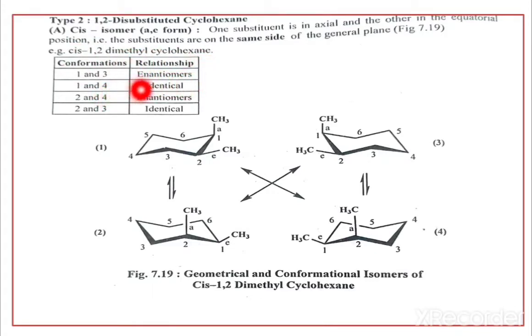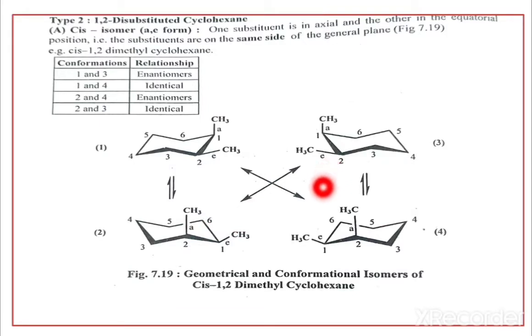Here are the conformations and the relationship. This is 1,2-dimethylcyclohexane, and the structures are shown here. If we consider 1 and 3, at the 1 position there is axial here and equatorial here. The 1 and 3 are enantiomers. If we compare 1 and 4, they are identical, that means they are the same. And if we compare 2 and 4, they are enantiomers.